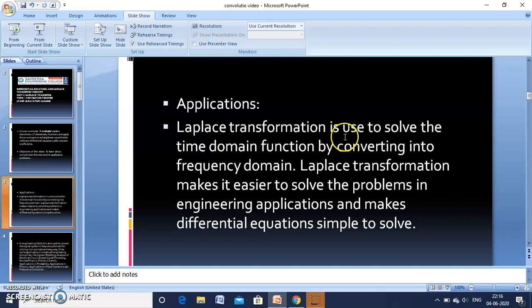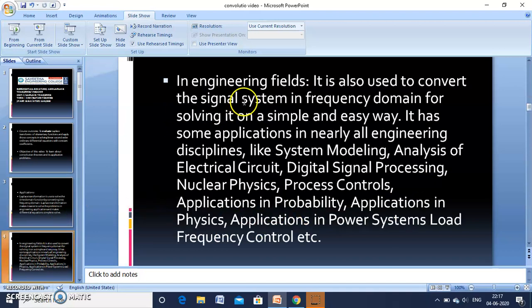Applications. Laplace transform is used to solve the time domain function by converting it into the frequency domain, and the Laplace transformation is easy to solve problems in engineering applications. In engineering fields, it is used to convert the signal system in frequency domain for solving it in a simple and easy way. And it is also useful in electrical circuits, digital signal processing, nuclear physics, process controls, applications in probability, applications in physics, applications in power system load frequency control, etc.